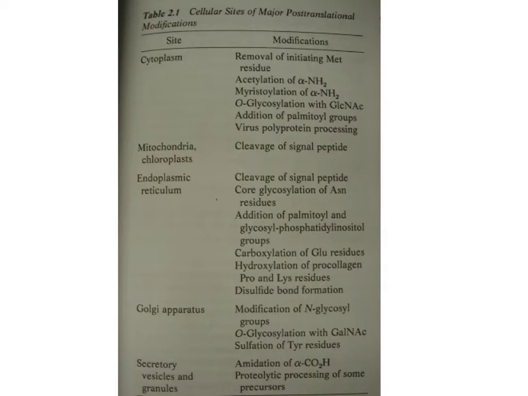In the mitochondria or chloroplast, you have cleavage of signal peptide. In the endoplasmic reticulum, again cleavage of signal peptide, core glycosylation of asparagine residues, addition of palmitoyl groups and glycosyl phosphatidylinositol groups, carboxylation of glutamic residues, hydroxylation of procollagen proline and lysine residues, and disulfide bond formation. In the Golgi apparatus, you have modification of N-glycosyl groups, O-glycosylation with GlcNAc, sulfation of tyrosine, and amidation of the alpha carboxy group, with proteolytic processing occurring in the secretory vesicles and granules.